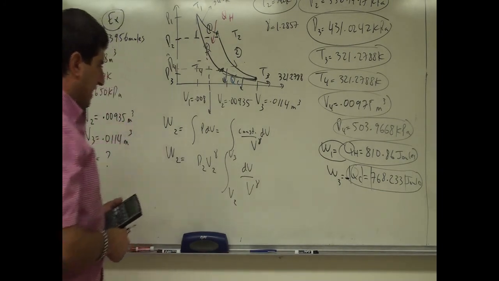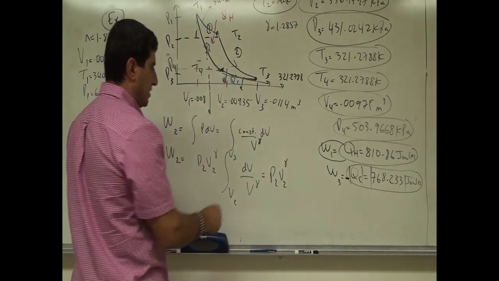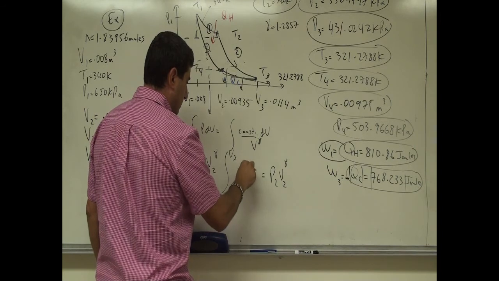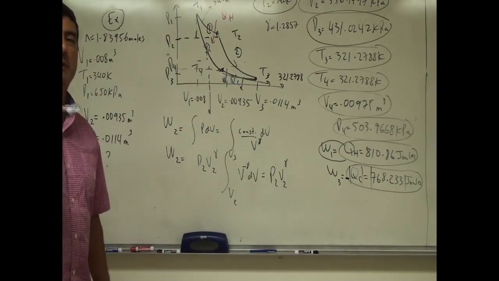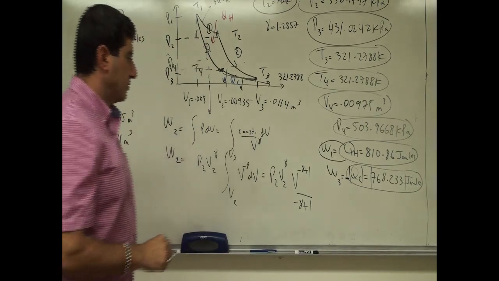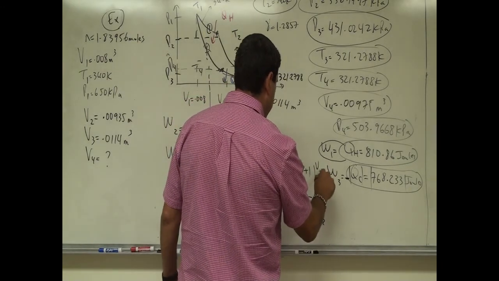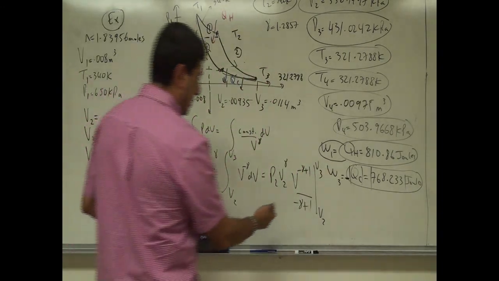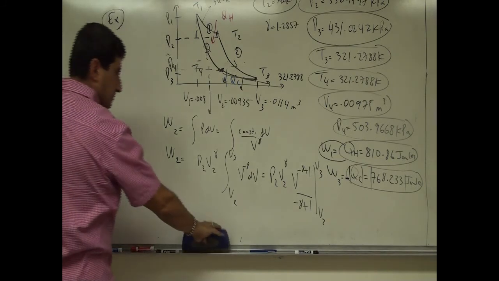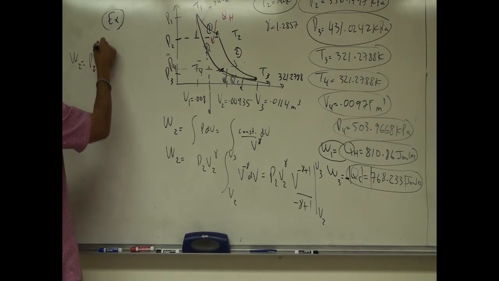Okay? So what is that equal to? Well, the integral of P2 V2 to the gamma times V to the minus gamma dV. And then when you integrate this, you get V to the minus gamma plus 1 over minus gamma plus 1, right? And then you're going to integrate this from V2 to V3. So then what you can do is you write down what the gamma is. So we have here W2 is going to equal P2 V2 to the gamma, right?